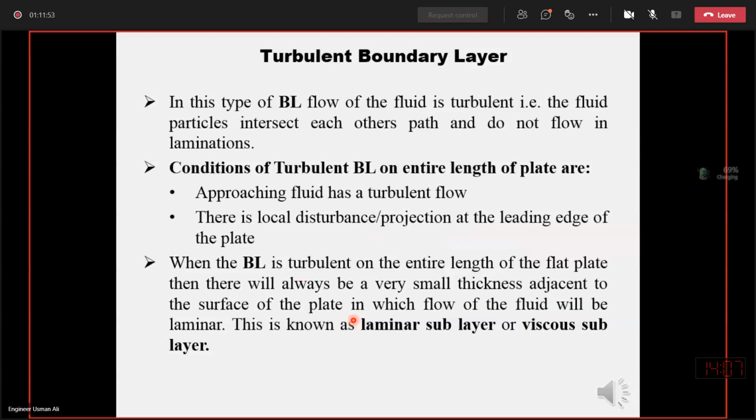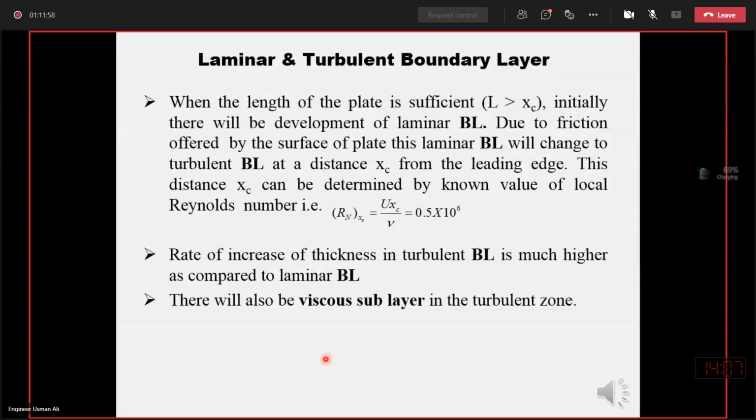Next is the third type of boundary layer, laminar and turbulent boundary layer, which is also called a transition boundary layer. When the length of the plate is sufficient, that is, the length is greater than xc, initially there will be development of a laminar boundary layer, and up to distance xc it will remain so. Afterward, because of the friction offered by the surface of the plate, this laminar boundary layer will change to a turbulent boundary layer at a distance xc from the leading edge. This distance xc can be determined by a known value of the local Reynolds number. So we can find this distance xc from the leading edge.